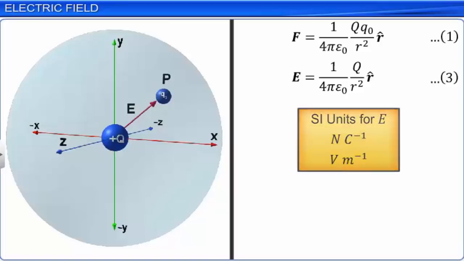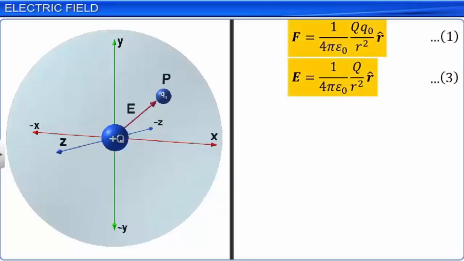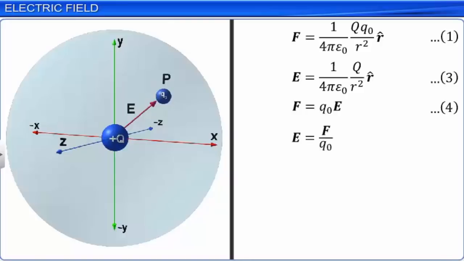From equations 1 and 3, the force on the charge Q0 can now be expressed as F is equal to Q0 E. Let this be equation 4. Hence, we can write the electric field strength at P as E is equal to F by Q0. Let this be equation 5. The above equation is valid as long as the test charge Q0 is very small and its own electric field is negligible. Hence, at point P, we write the electric field strength E as F by Q0 limit, Q0 tending to zero.